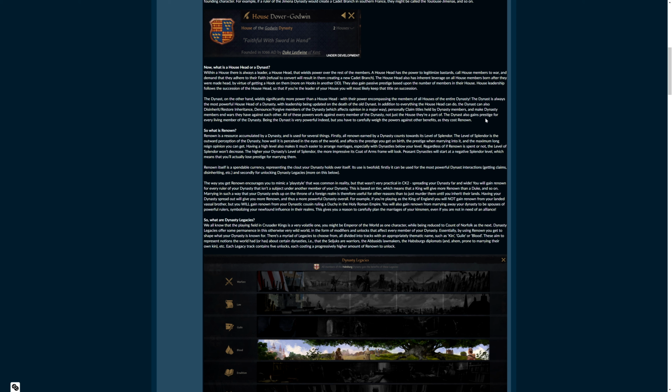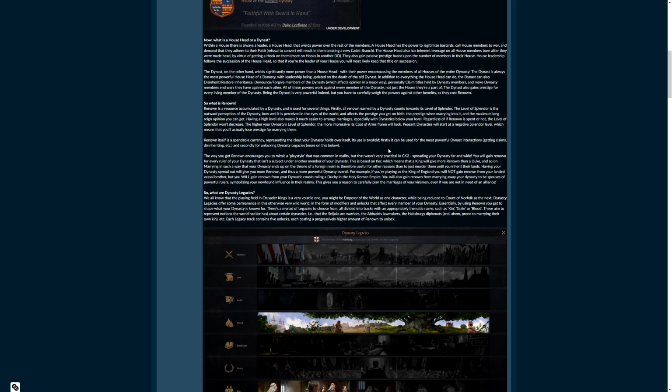The dynasty also gains prestige for every living member of the dynasty. Being the dynast is very powerful indeed, but you have to carefully weigh the powers against other benefits as they cost renown. So we have the renown mechanic of the old guilds you could join, for example, the wolf warriors for the Vikings. This mechanic seems to be used here as well, probably tuned.